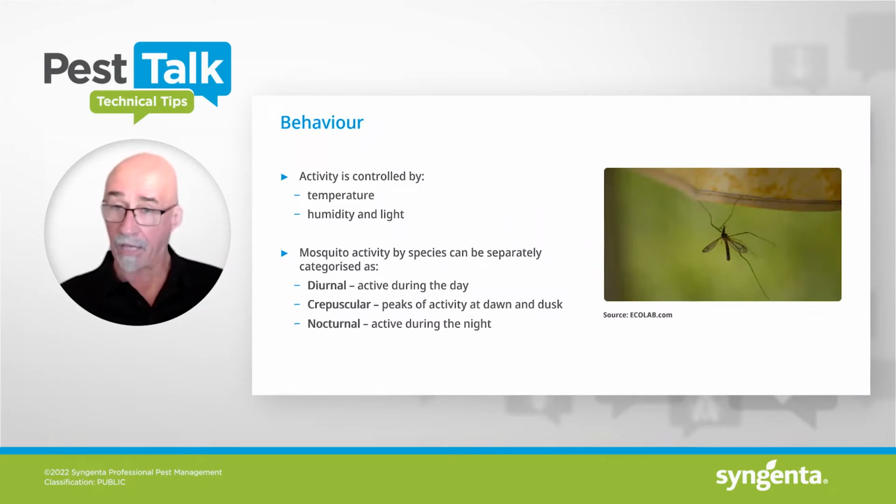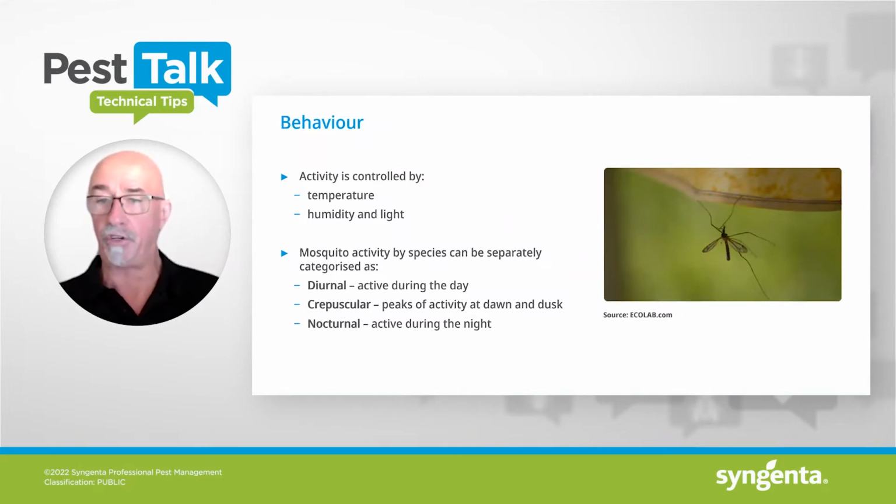Behaviour. Activity is controlled by temperature, humidity, and light. Low temperatures below 20 degrees Celsius inhibit activity of tropical mosquitoes. But the same species may still be quite active at 15 degrees Celsius or lower in the south. Generally, low humidity, below 70% relative humidity, is not conducive to moderate to high mosquito activity. Dense air aids in mosquito movement or flight.